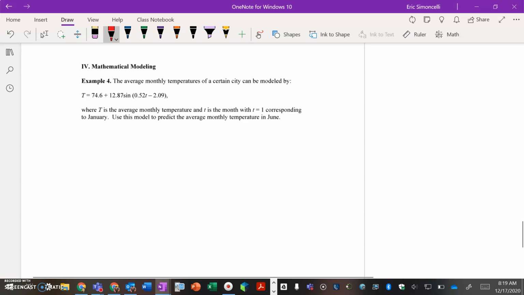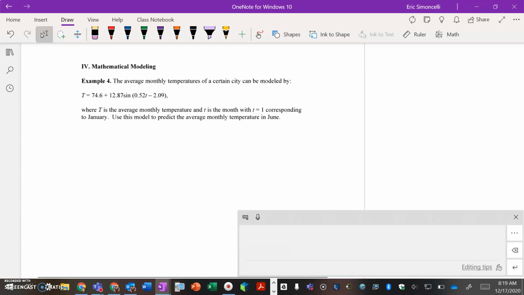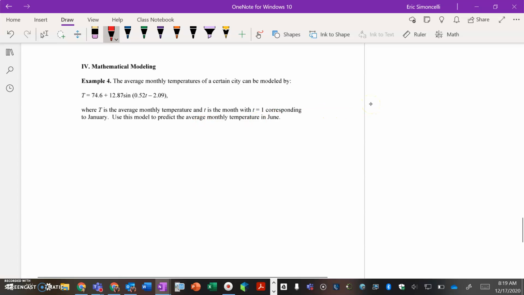All right, let's finish. Mathematical modeling. Example 4. The average monthly temperatures of a certain city can be modeled by the following. T equals 74.6 plus 12.87 sine of what? 0.52 T minus 2.09, where T is the average monthly temperature and T is the month with T equals 1 corresponding to January. Use this model to predict the average monthly temperature in June. Okay, so if T equals 1 is January, let's think. T equals 6 would technically be the month of June.